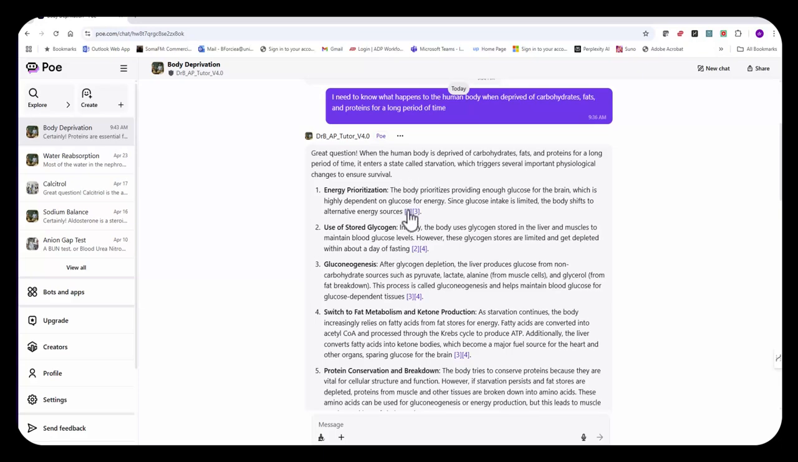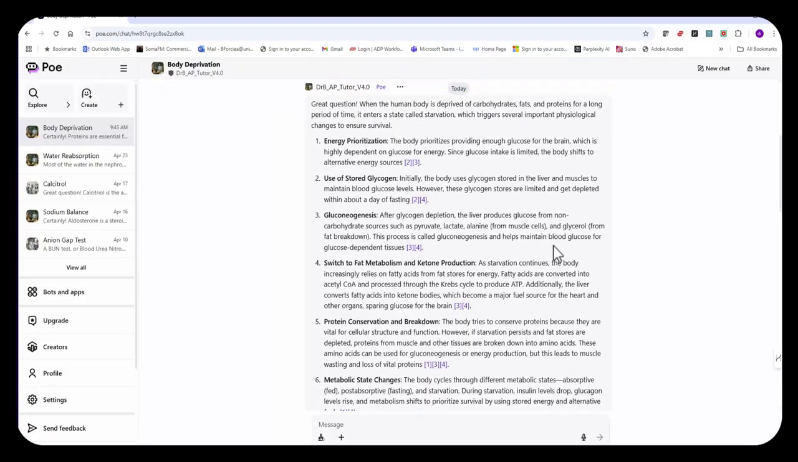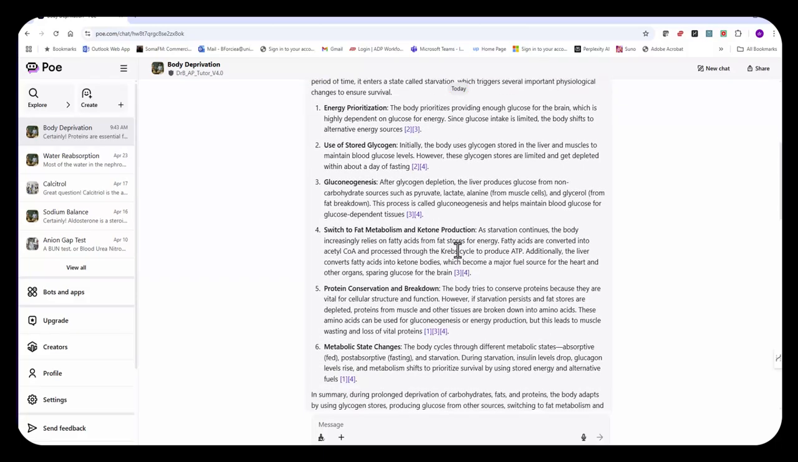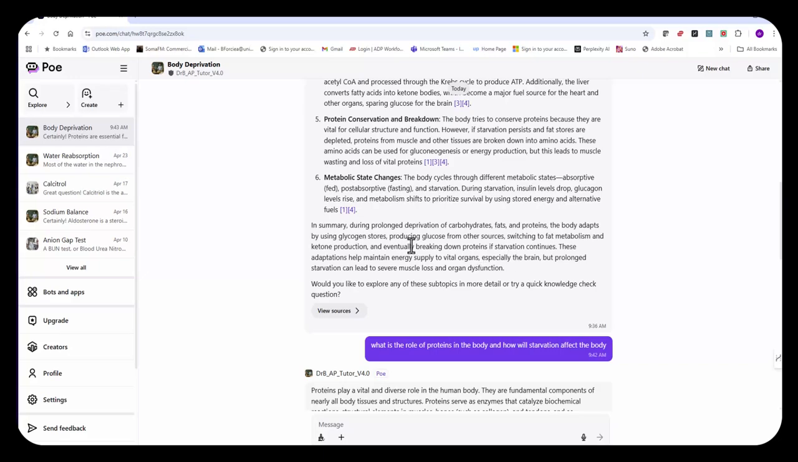So you see these little numbers here. If you click on the number, it'll show you where the information came from. In this case, it came from the OpenStax text, which is your course textbook, which is really nice because really the entire course is condensed into this bot and it pulls information from it. What it will do then is it'll give you a really nice answer, some good information here and a nice summary.